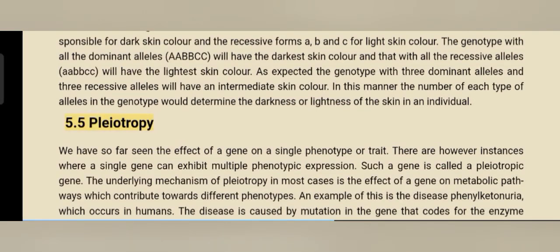5.5 Pleiotropy. We have so far seen the effect of a gene on a single phenotype or trait. There are, however, instances where a single gene can exhibit multiple phenotypic expression. Such a gene is called a pleiotropic gene. The underlying mechanism of pleiotropy in most cases is the effect of a gene on metabolic pathways which contribute towards different phenotypes. An example of this is the disease phenylketonuria, which occurs in humans. The disease is caused by mutation in the gene that codes for the enzyme phenylalanine hydroxylase, a single gene mutation.